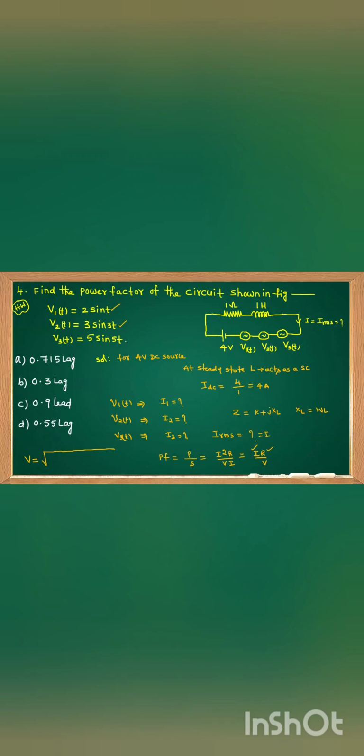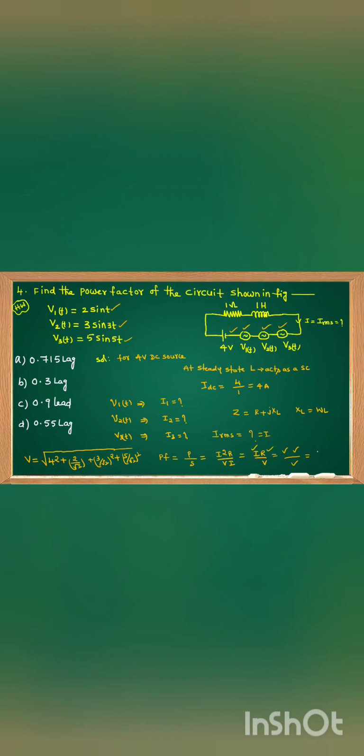Different frequencies: omega t, 3 omega t, 5 omega t. So 4 square plus (2 by root 2) whole square plus (3 by root 2) whole square plus (5 by root 2) whole square. All these are series connected, so all these voltages are added. Then you can get the RMS value. Substitute the I value, R value, and V value here.